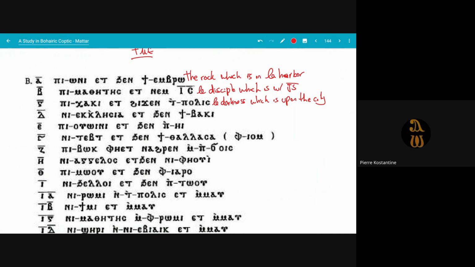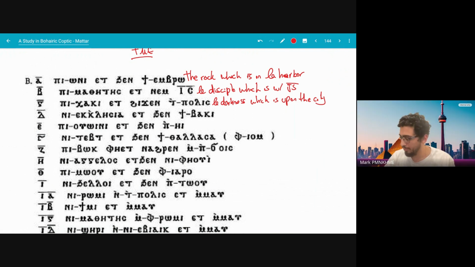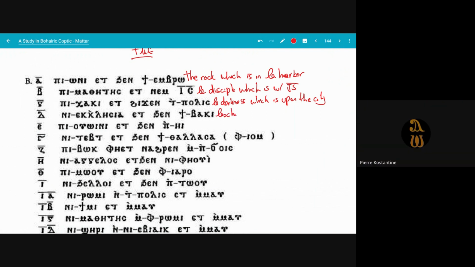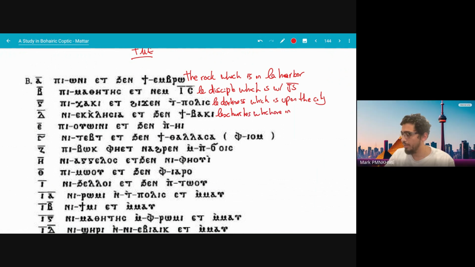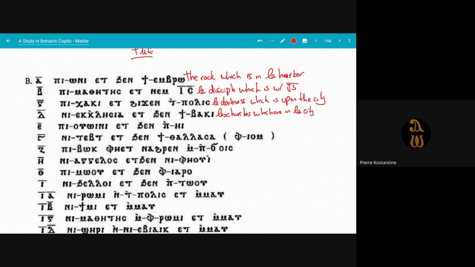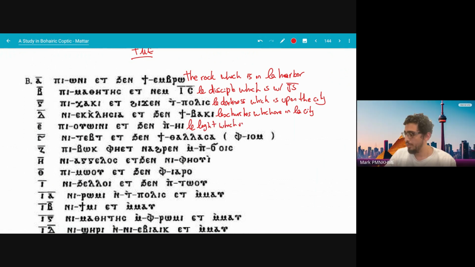Ni ecclesia et gentivaki. So the churches that are in the city, or which are in the city. Yeah, perfect. Which are in the city. And Vaki is the preferred way to say city in Bohairic. Yeah. All right, can you give us the last one? Sure. Piu aini et gen ep e. So the light which is in the house. Which is in the house. Thank you so much.